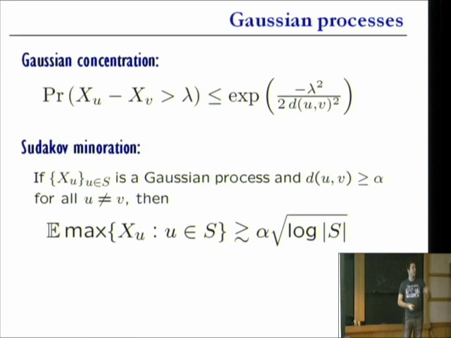I'm confused. Yeah. You had the alternative definition of the Gaussian process, where there's n IID and then inner product. Mm-hmm.